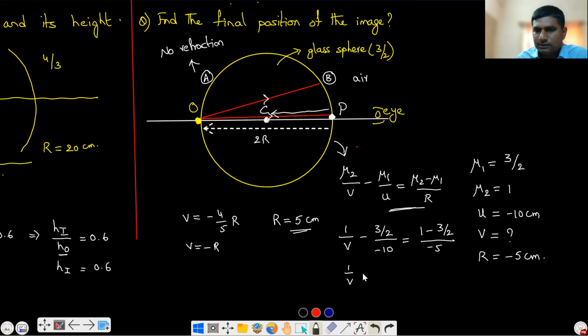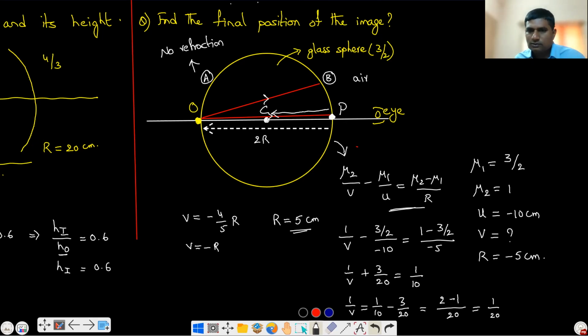So 1 by V. Okay, this is how much here? Plus 3 by 20 is equal to, this is 2 minus 3 minus 1. So that means 1 by 10. Minus minus will get cancelled. So 1 by V is equal to 1 by 10 minus 3 by 20. So which implies 20 is the LCM. So 10 2's. Okay, 2 minus 1. So that is equal to 1 by 10 2's minus 1 by 20. Correct or not? Okay.